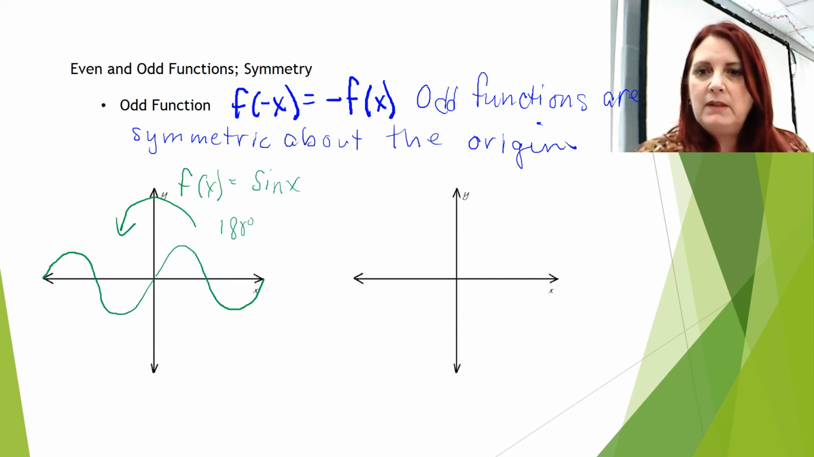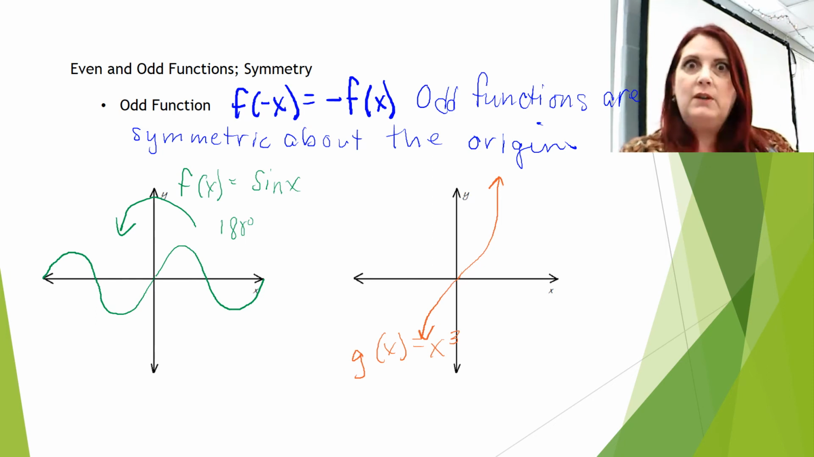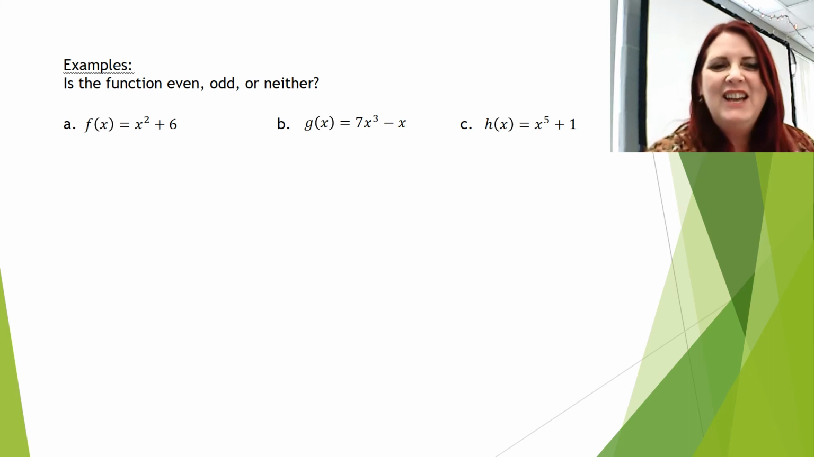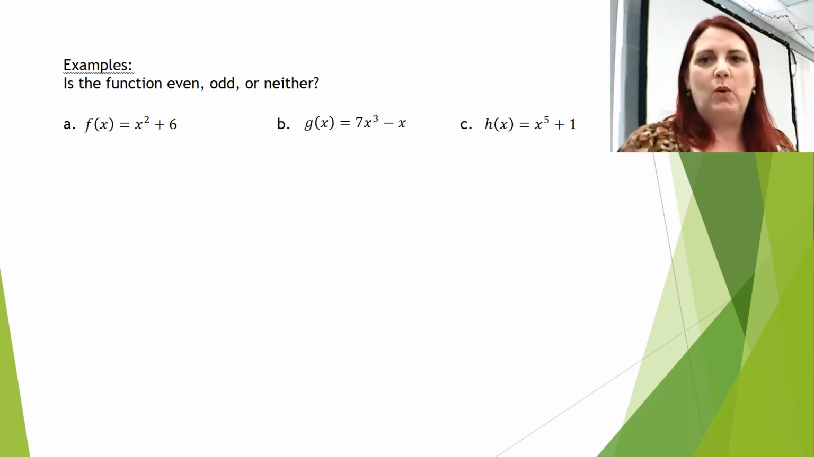Another one would be something like this one. g of x is equal to x cubed, which looks something like this. And once again, if you were to rotate it around the origin 180 degrees, it would look the same as it does, the way it's drawn. Okay, so we're going to do some examples. We're going to determine whether the function is odd, even, or neither.